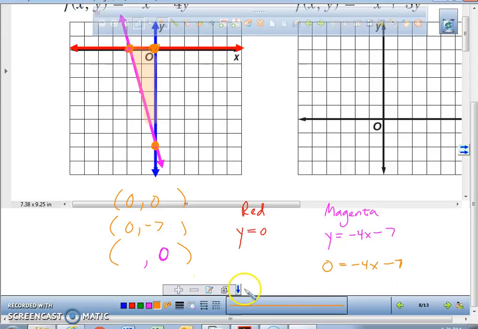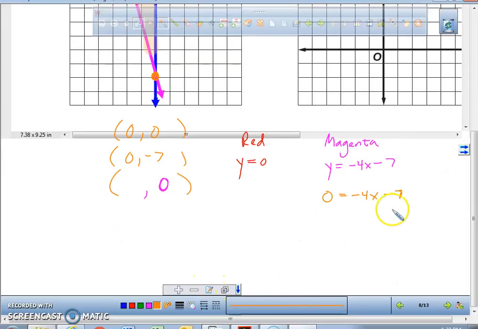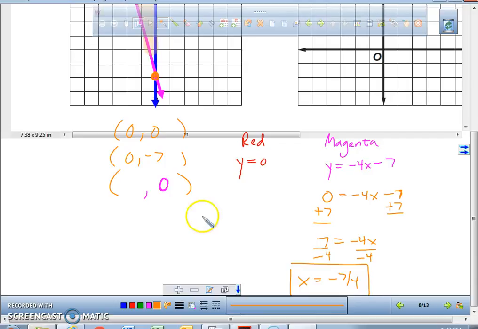And now what am I going to solve for? I'm just going to solve for x. I'm going to add a 7. I get 7 equals negative 4x. Divide each side by negative 4. X equals negative 7 fourths. So we're left with negative 7 fourths and a 0. Now that's what you could do if you wanted to solve it by hand.